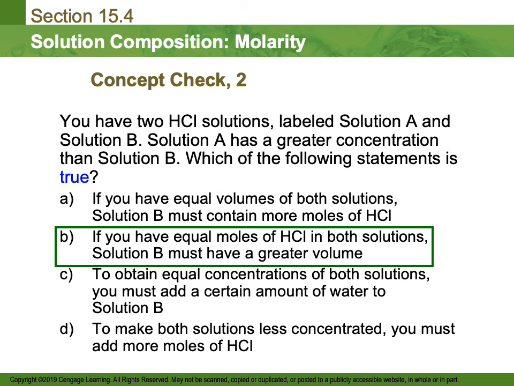So that is the end of this presentation. When you are ready, do a few practice problems to make sure you understand molarity, then watch the EduCreations video of the demonstrations, and then you can move on to the much shorter video on dilution.